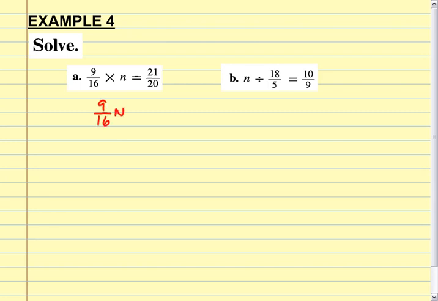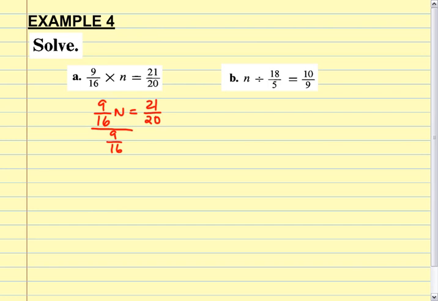9/16n, right next to it. That means multiply this variable by that fraction is equal to 21/20. Now, here's something that I want us to remember. Whenever I'm multiplying a fraction by a variable, do you agree I want to divide by that fraction to make it cancel out? Right? Because they're being multiplied. Do you agree with that?